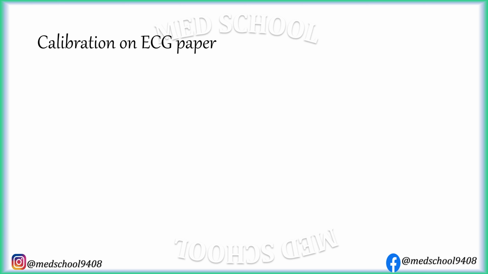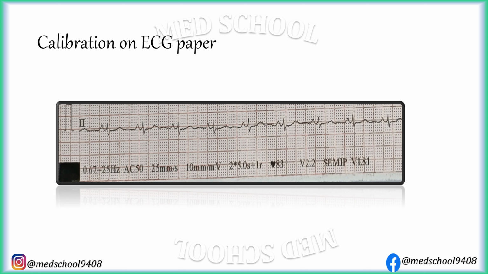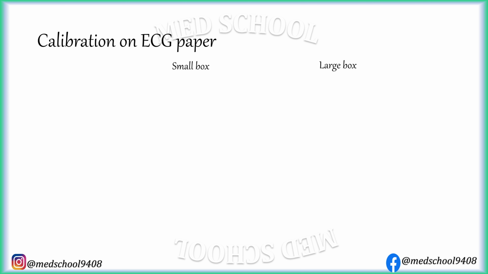These values we just discussed hold true only when calibration on x-axis is 25 mm per second and on y-axis 10 mm per millivolt. Let's understand what is actual meaning of this calibration. When calibration on x-axis is 25 mm per second, it means that 25 mm on x-axis represent 1 second, which are nothing but 1000 milliseconds. So, one small box of 1 mm on x-axis represent 1000 divided by 25, that is 40 milliseconds. And 5 mm large box represent 40 multiplied by 5, that is 200 milliseconds.